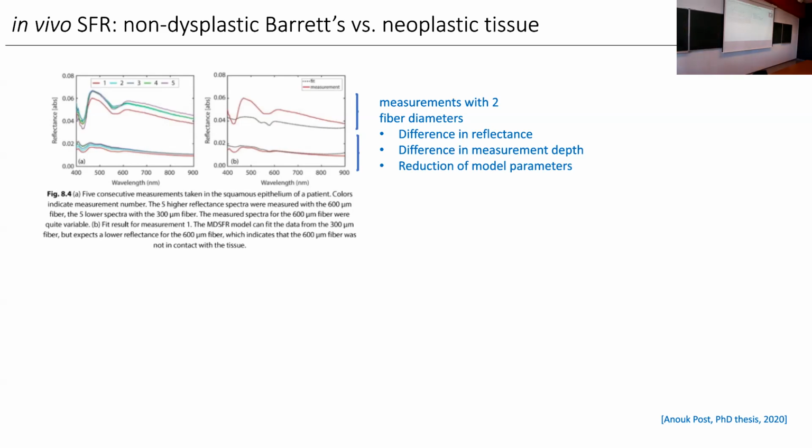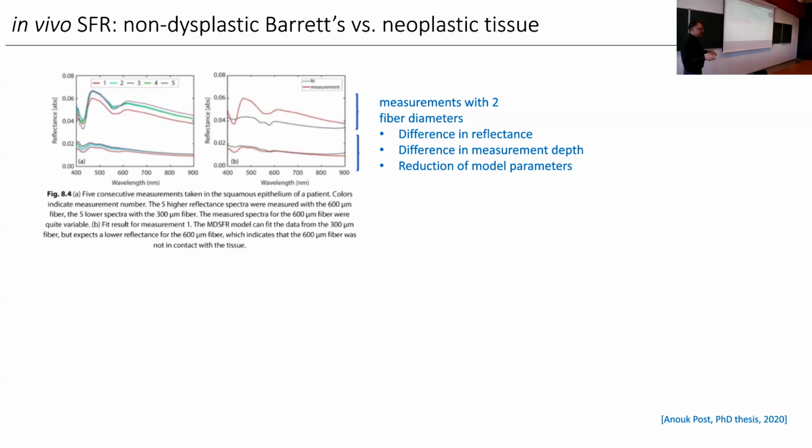In this case, we assume that it is because the fiber was not exactly in contact with the tissue, so there are better ones. But that's the general idea. So what we get with the two different fiber measurements are differences in reflections. You can see that, but they also will have differences in measurement depths. That's also a little bit of an advantage.